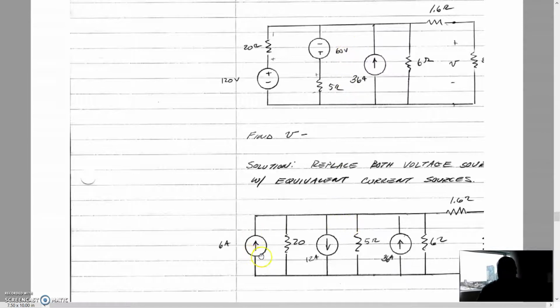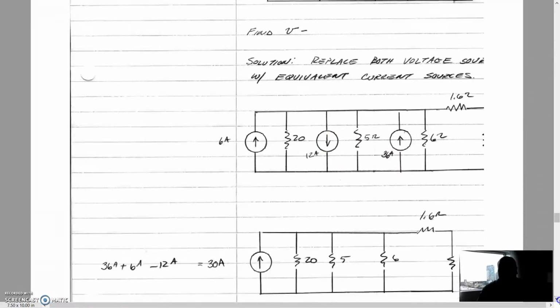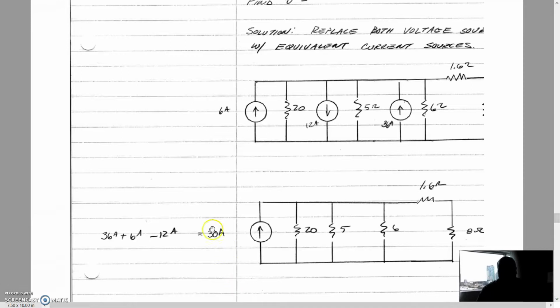So now we have down here the 6 amp, the 12 amp, the 36 amp, all in parallel. And we have these resistors, the 20, the 5, and the 6, all in parallel. So now we can combine these. We have 36 up, 12 down, 6 up. So our total current flowing up in this circuit is 42. Our current flowing down is 12, so the total current supply here is going to be 30 amps. So in fact, we have 30 amps here. And so we can do this conversion.